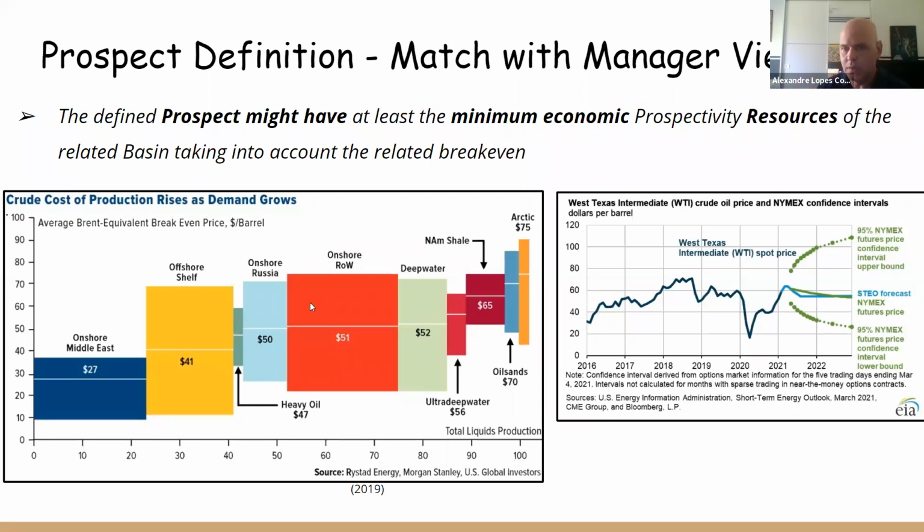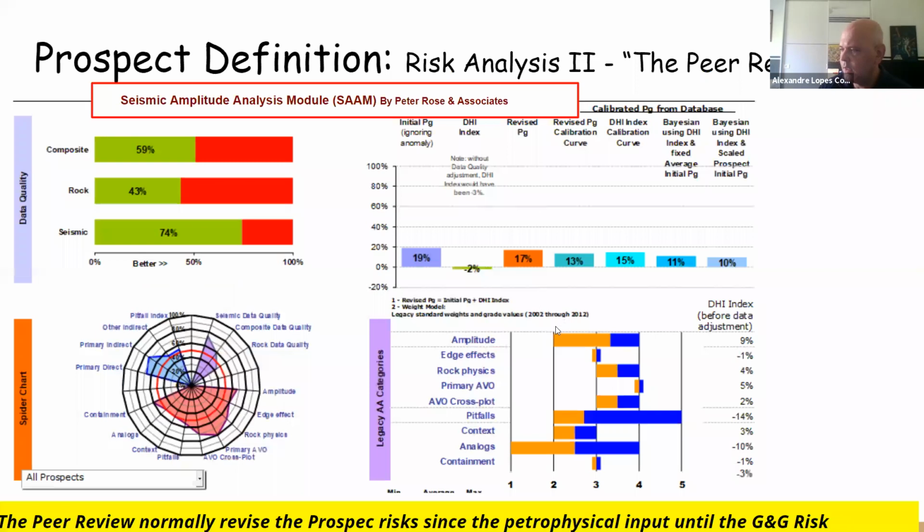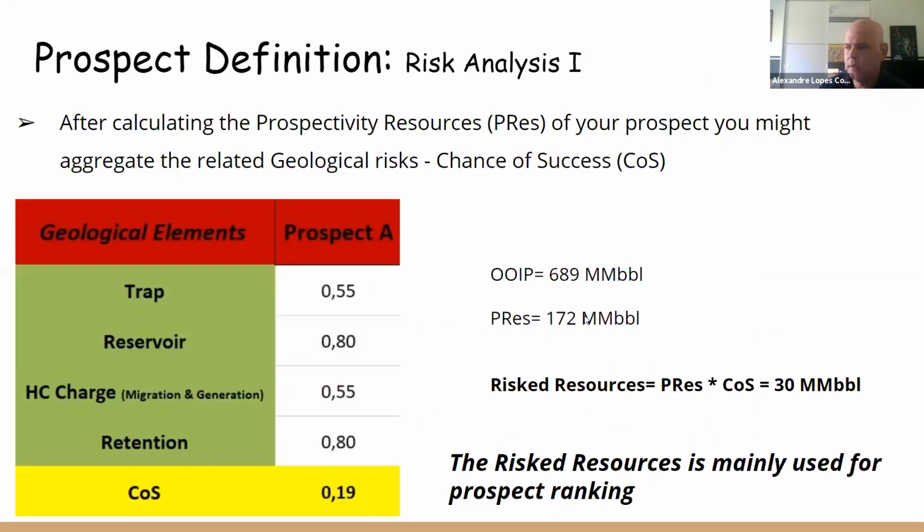So if your manager says, okay, you're working in the equatorial margin, you have to find a prospect with 100 million barrels of prospective resource. In this case, you find 172 million barrels as prospective resource, which is inside the minimum prospective resource given as reference. So the prospect is good.